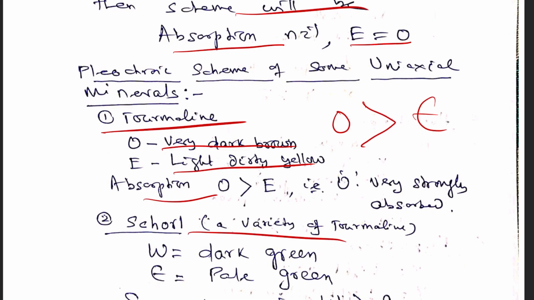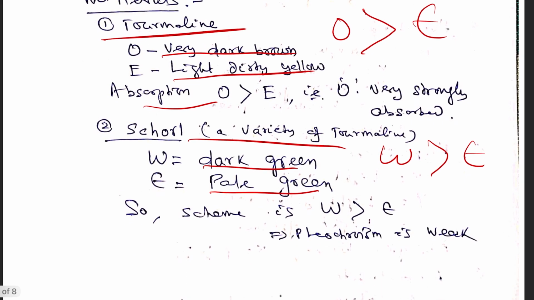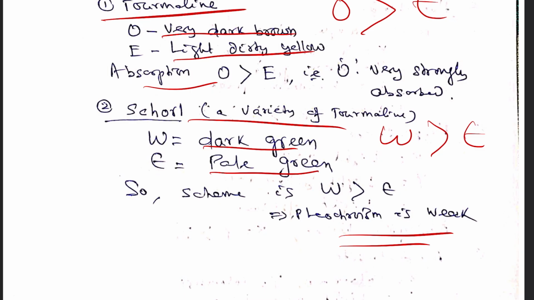So, it is another variety of this tourmaline. Omega shows dark brown green, epsilon is pale green. So omega is greater than epsilon. This is the scheme. So here there is a color change. Here it is simply light to deep. That's why it is weak absorption. Here it is strong absorption.